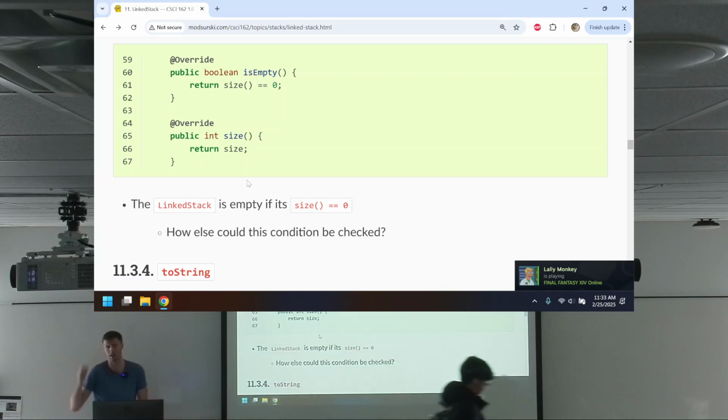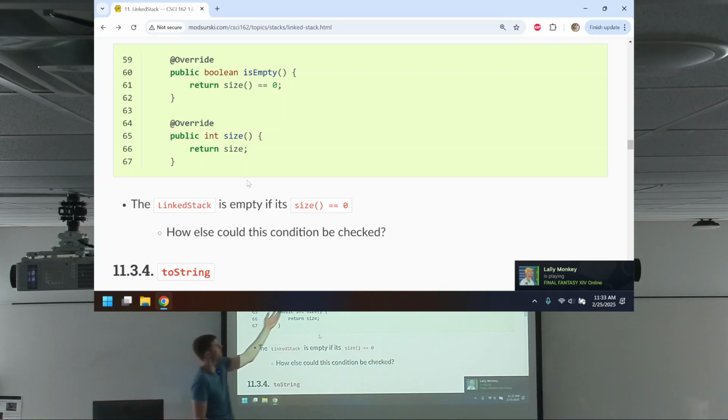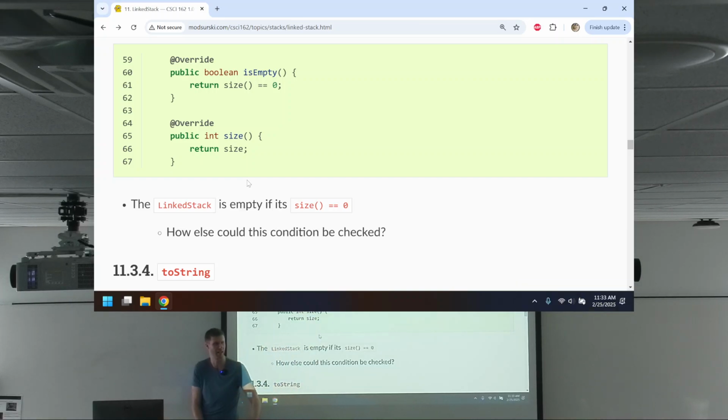And then last time we talked about how there are a couple of other ways we could do is empty. Like we could say if top is null, we know it's empty. Yeah, that would also work. We've got a lot of options.